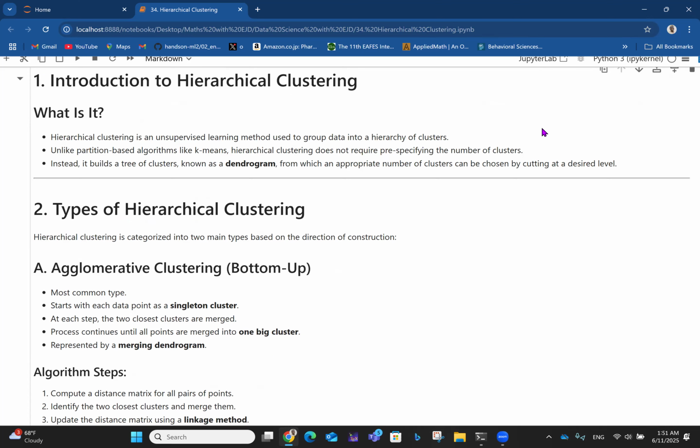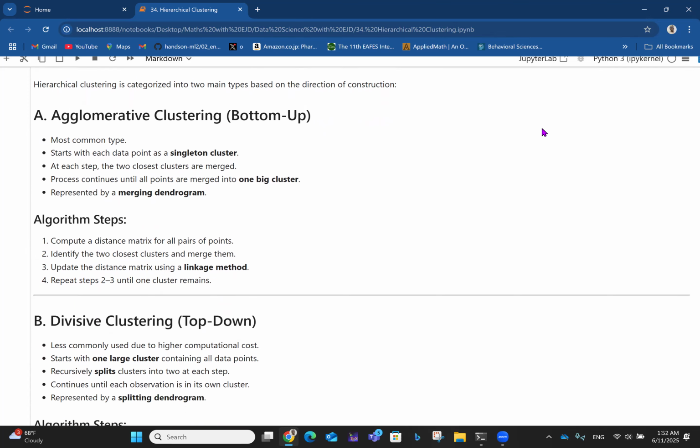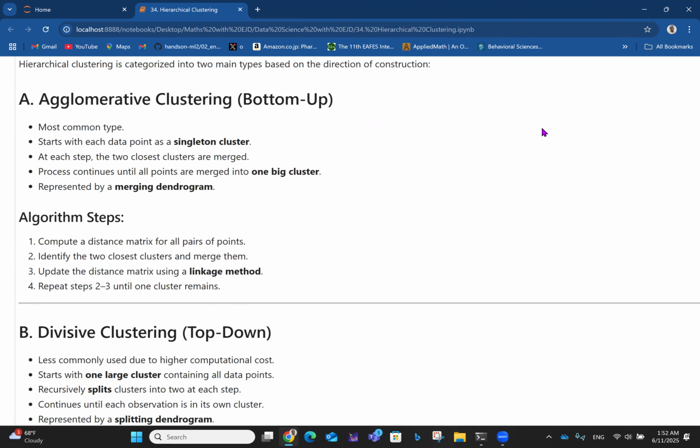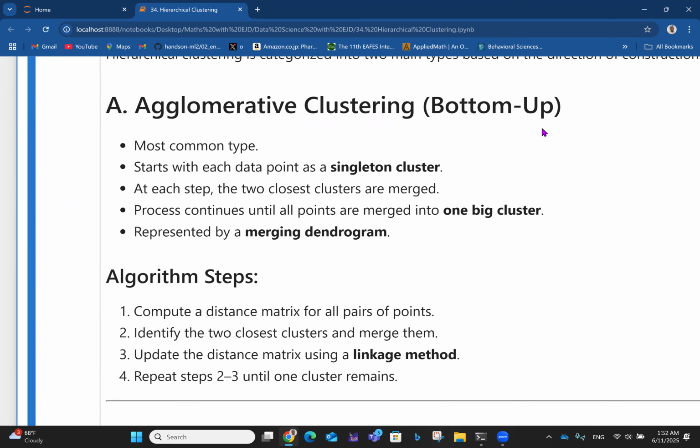All right. So let's talk about types of hierarchical clustering. Hierarchical clustering is categorized into two main types based on the direction of construction. So we have agglomerative clustering, which requires bottom-up construction. It is the most common type, and it starts with each data point as a singleton cluster. So you have a data point as a singleton cluster. At each step, the two closest clusters are merged. So it's like you're accumulating things and it's building up like that. The process continues until all points are merged into one big cluster.